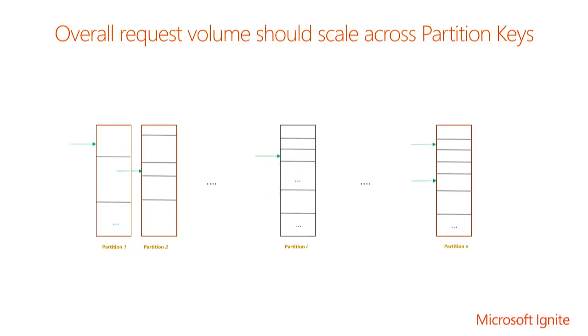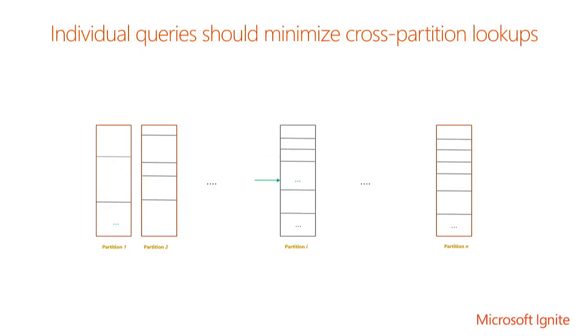Don't do that. Instead, you want to make sure the overall request volume is nicely load balanced across partitions. This is where you'll really want to understand the nature of your workload. I'll tell you the recipe, the steps I think about. You'll also want to make sure that individual queries try to minimize the number of cross-partition lookups.